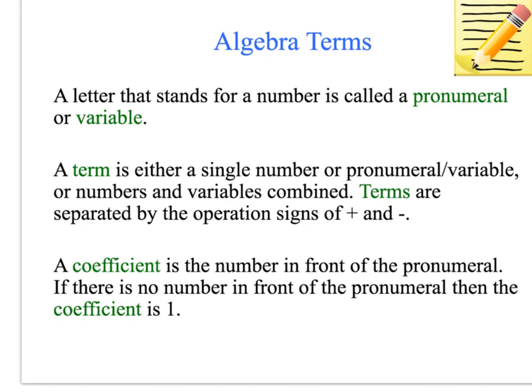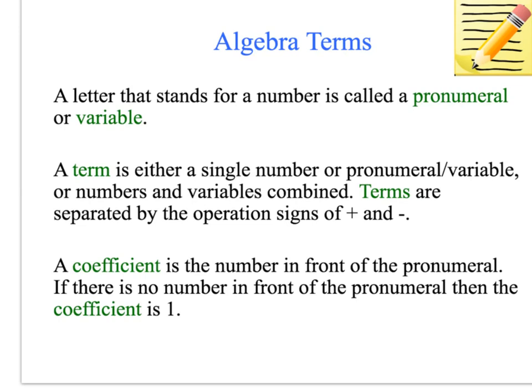So, algebra terms you need to remember. You must memorize and understand them. If you do not understand these, then you will not be able to understand what you are doing. So you need to make sure that you understand what a pronumeral is. It's also called a variable. That is a letter that stands for the unknown number. A pronumeral or a variable is the main thing used in algebra.